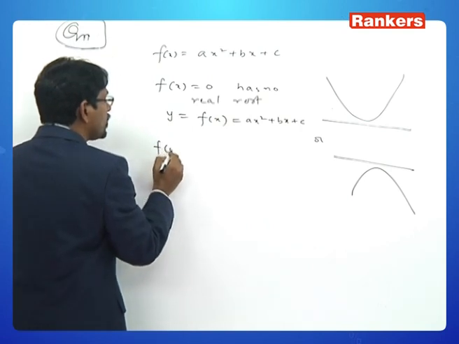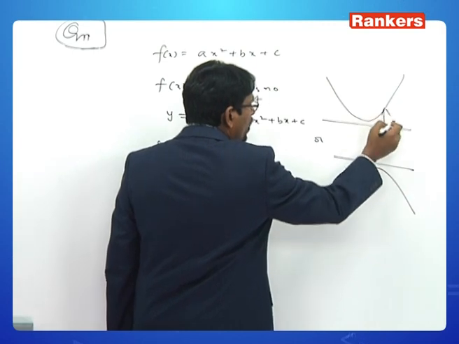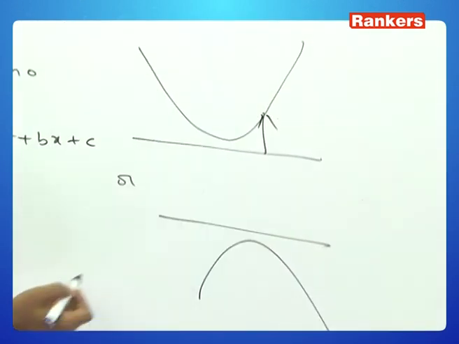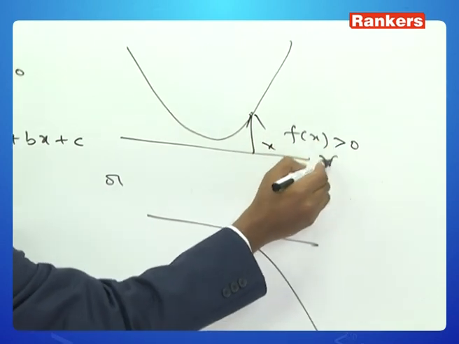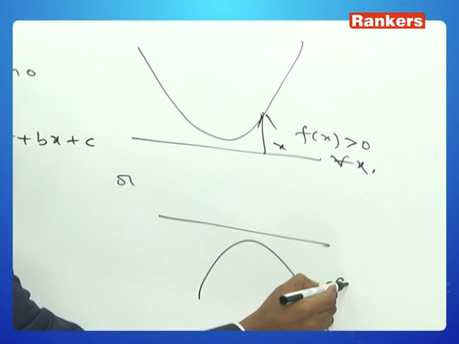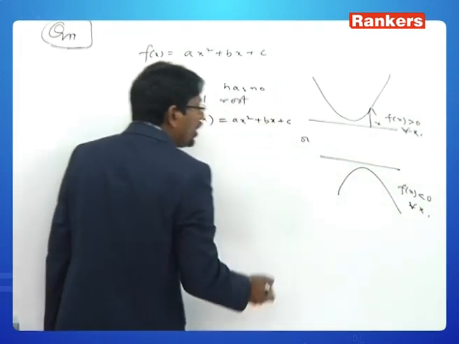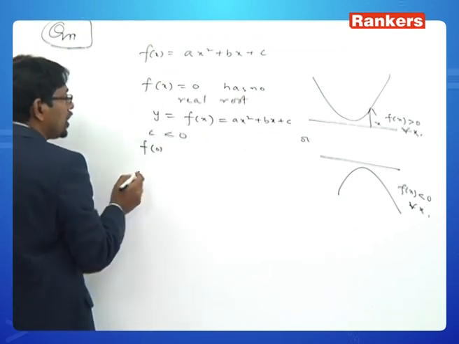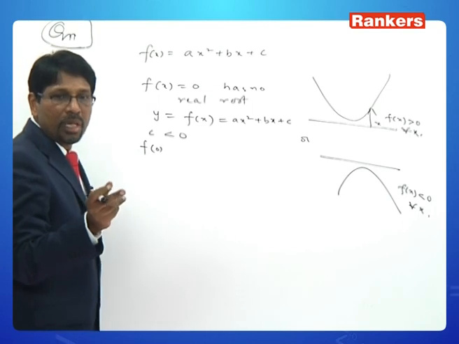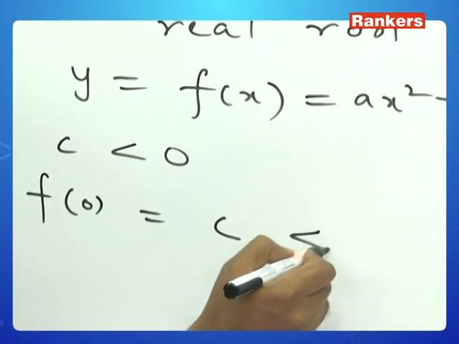F at 0 here, if it is like this, that means for every x f of x is positive, for all x. Here f of x is negative for all x. How is the graph? He has given that c is negative. But what is c? C is nothing but f at 0. So f at 0 is negative.